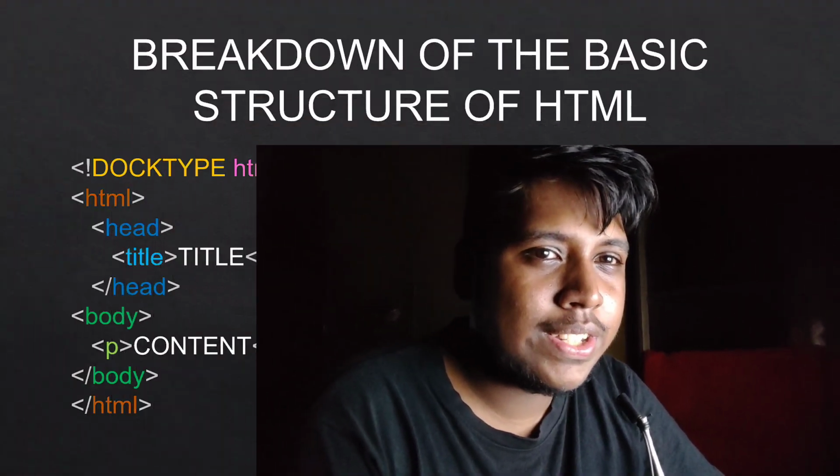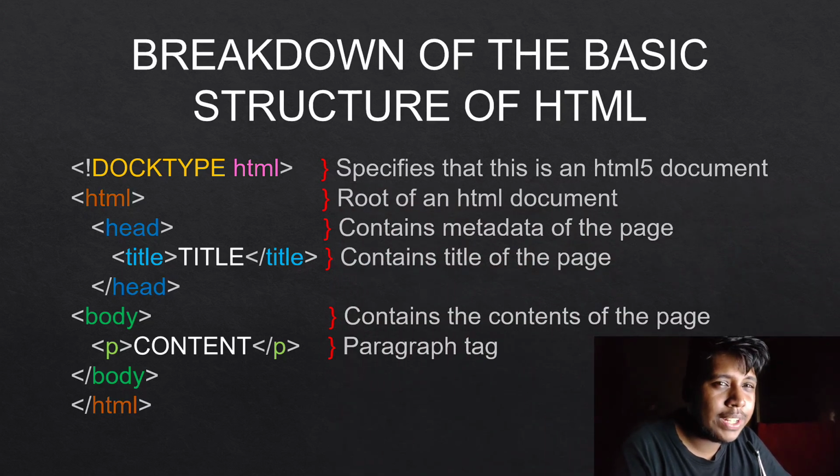Now, from the previous video, what we have already learned is the breakdown of the basic HTML structure and also the breakdown of the HTML element, where each and every tag and attribute works together to form a web page. Now we will do the same thing in the Visual Studio Code Editor.